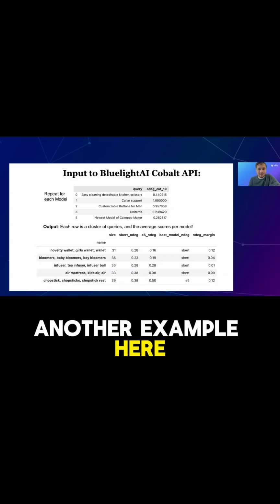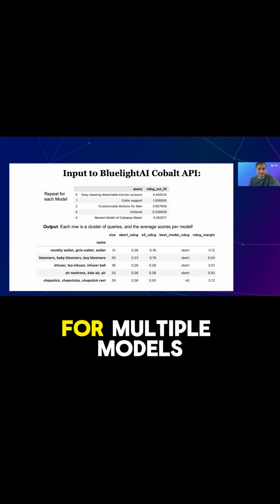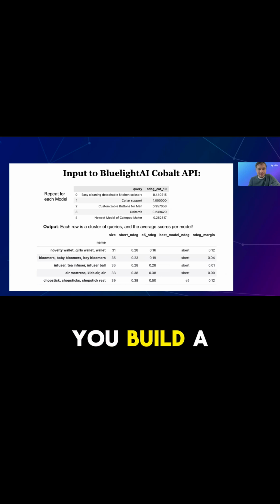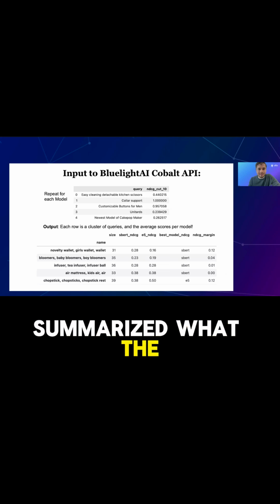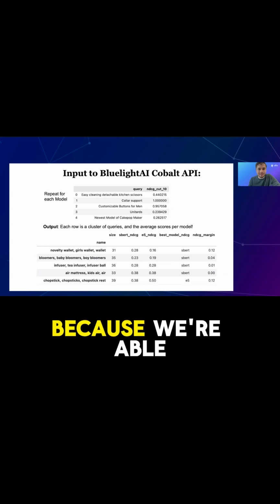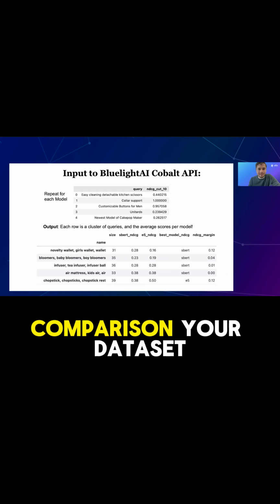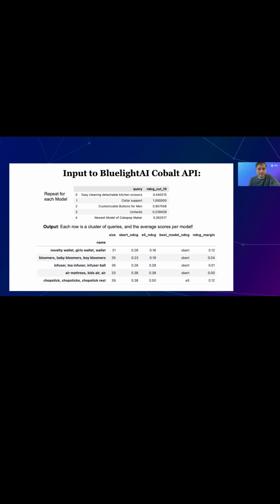Another example here: if you pass in this information for multiple models, we can help you build a table. For example, in the table below, we compared SBERT to E5, and we quickly summarized what the best model was and by how much. Because we were able to use a table, we're able to easily construct this model comparison on your data set. And if you're watching the recording later, feel free to pause the video and look at it deeper to get a sense of it.